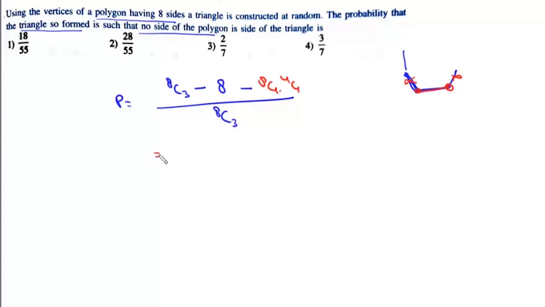Now 8C3 is 8, 7, 6 over 3 into 2. So it will be 56 minus 8 minus 32 upon 56, which is 16 by 56. And this is 2 by 7. So this probability is 2 by 7, and that's your option 3. We can also solve this question using non-consecutive selection on a circle, for which I have already given a formula in one of the videos. You can refer to that video on non-consecutive selections.